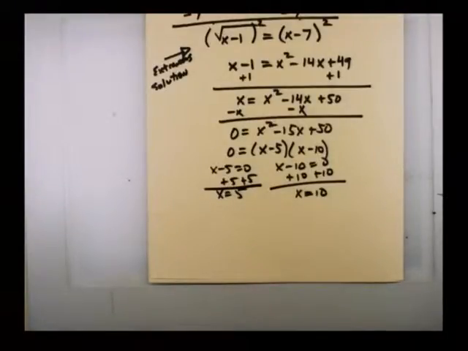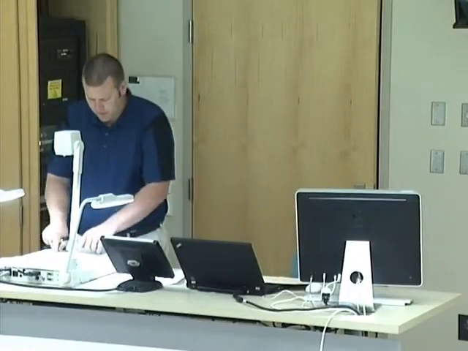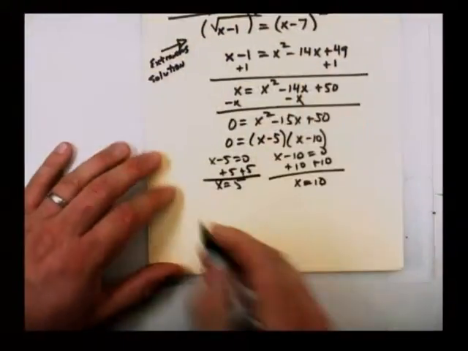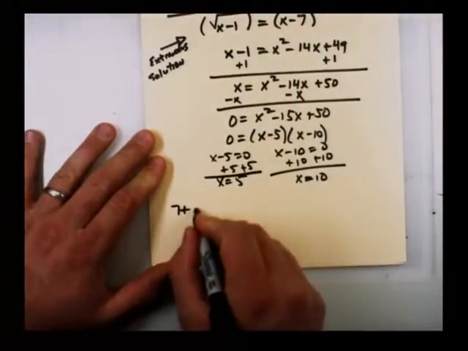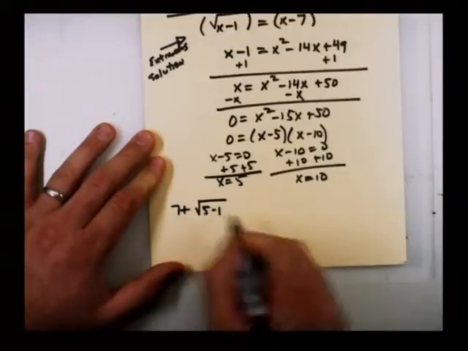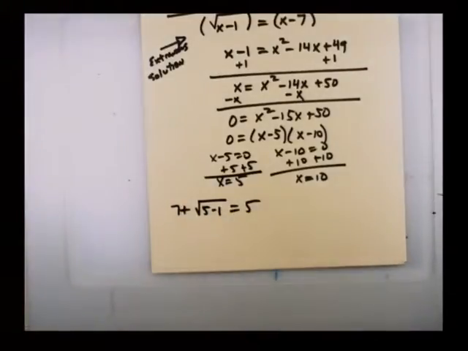Unfortunately, with this one, as I mentioned, we square both sides. In fact, when you raise both sides to any even power, not just squaring, we have to go back and check to see if we have extraneous solutions, see if both of these keep both sides equal. First one I'm going to plug in is 5. We have 7 plus the square root of 5 minus 1 is equal to 5.